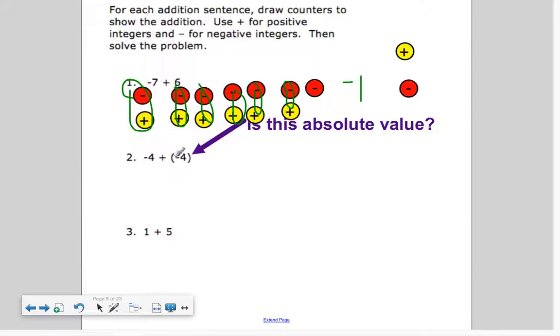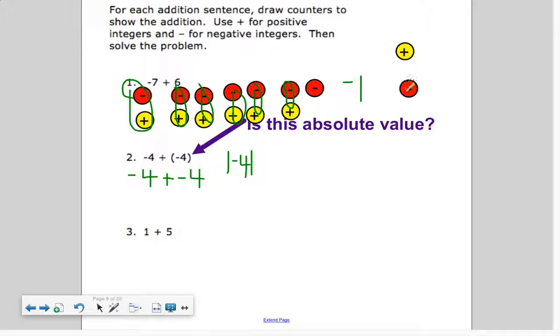Some 6th graders see this like, Mr. Joe, isn't this absolute value? No, remember, absolute value uses vertical bars, such as this. This would be absolute value. This is parentheses. You may ask, why parentheses? Well, because it makes it easier to read. For example, if I have -4 plus -4, can you read this easily? Or is this easier to read? So we put parentheses so we can distinguish the two integers we are putting together.